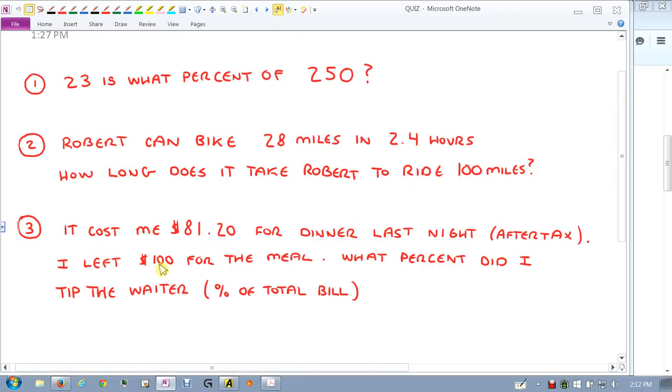That's it, those three problems. 23 is what percent of 250? Robert can bike 28 miles in 2.4 hours. How long does it take Robert to ride 100 miles? It cost me $81.21 for dinner last night after tax. So that's the bill that I was given. I left $100. Just left $100 on the table. What percent did I tip the waiter? And when I say what percent, I'm saying what percent of the total bill did I tip?